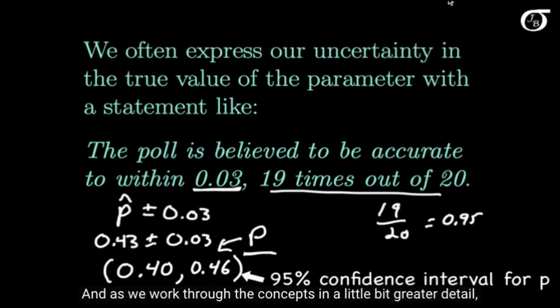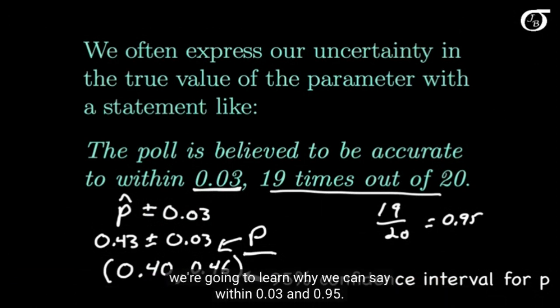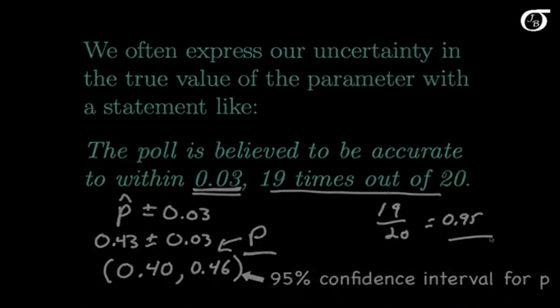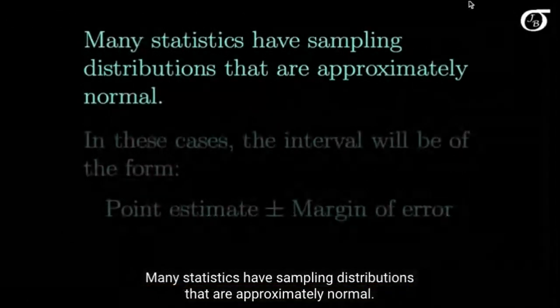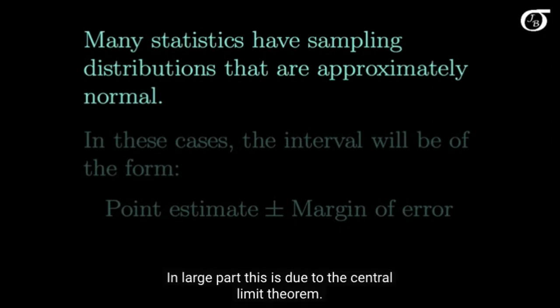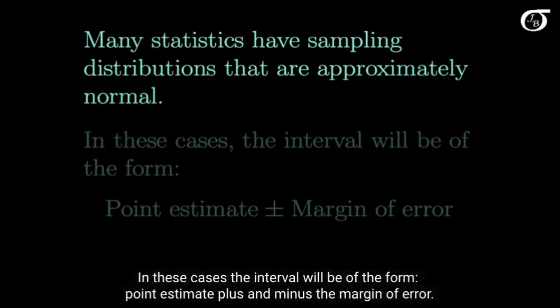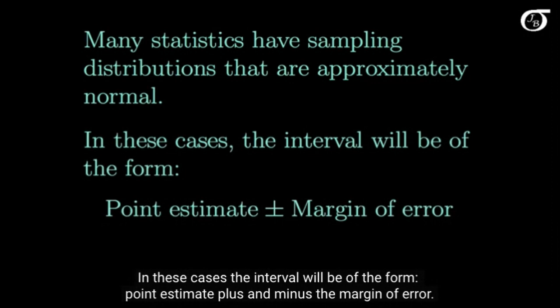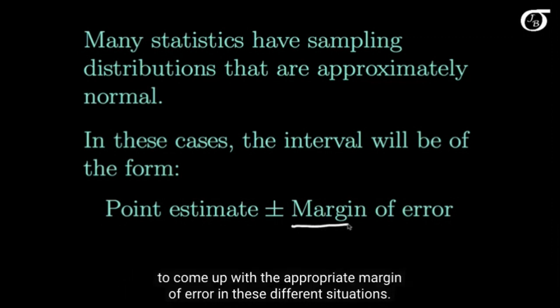As we work through the concepts in a little bit greater detail, we're going to learn why we can say within 0.03 and 0.95. Many statistics have sampling distributions that are approximately normal. In large part, this is due to the central limit theorem. In these cases, the interval will be of the form point estimate plus and minus margin of error. And we're going to use mathematical arguments to come up with the appropriate margin of error in these different situations.